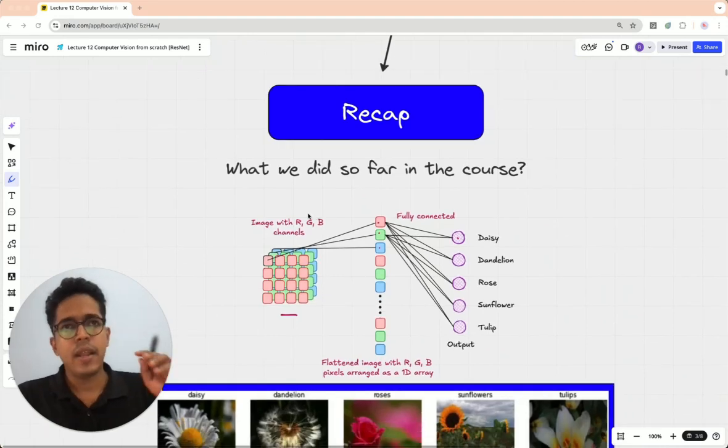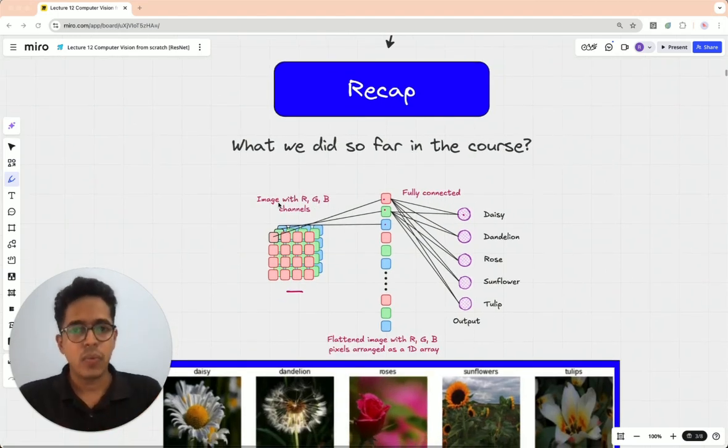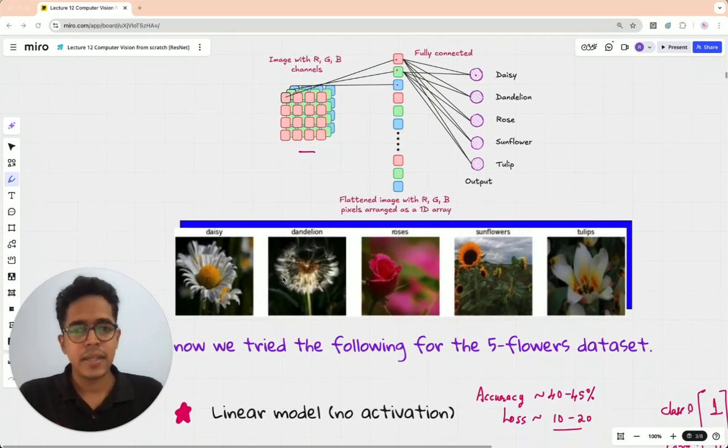So before we look at the ResNet architecture, let's do a brief recap as we usually do, of what we have been doing so far in this course, so that even if you are starting this course at this lecture, ideally you should be able to understand to some extent what has been going on. We are trying to classify the 5-flower dataset. There is daisy, dandelion, roses, sunflowers, and tulips. There are 1,000 images in each of the classes, so it's a 5-class classification problem.